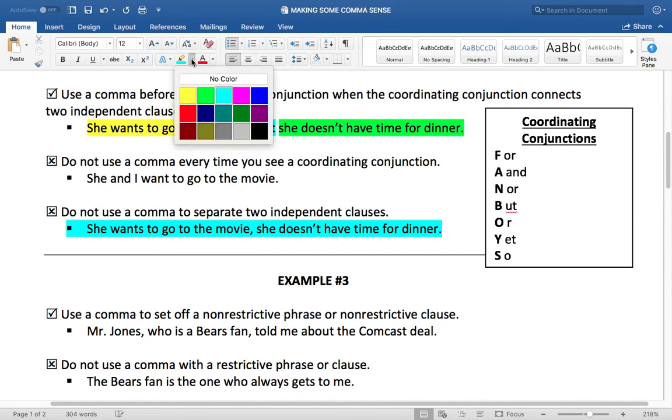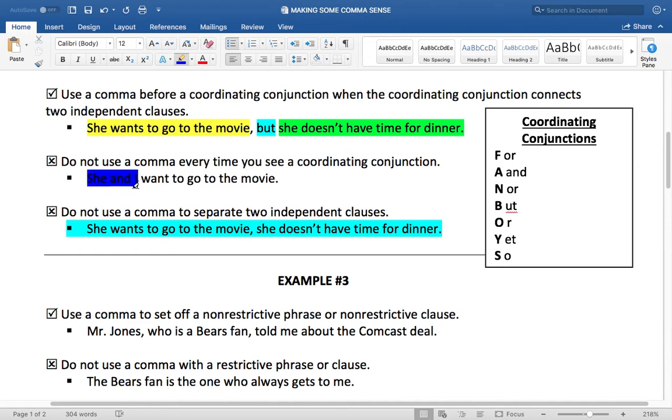You see an "and" right here. But this is not, oh, that's really dark. But the "and" here is not joining two independent clauses. Instead, this is a compound subject. So in this case, you don't need a comma just because there's the word "and."